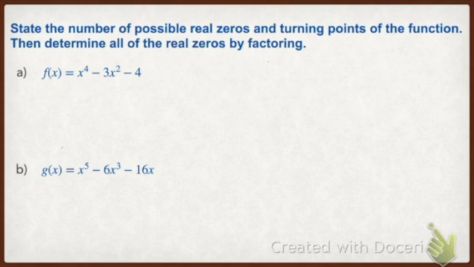All right, so now we have: state the number of possible real zeros and turning points of the function and determine the real zeros by factoring. We are going to put this in quadratic form like the previous slide showed. First, we'll look at our exponent. We have 4 possible real zeros, and we have 3 potential turning points.